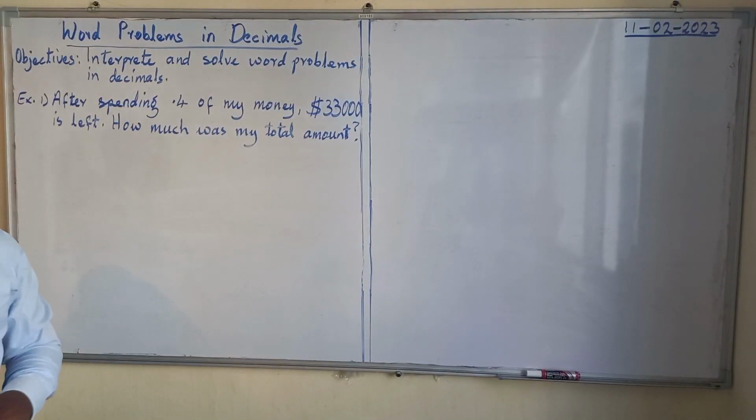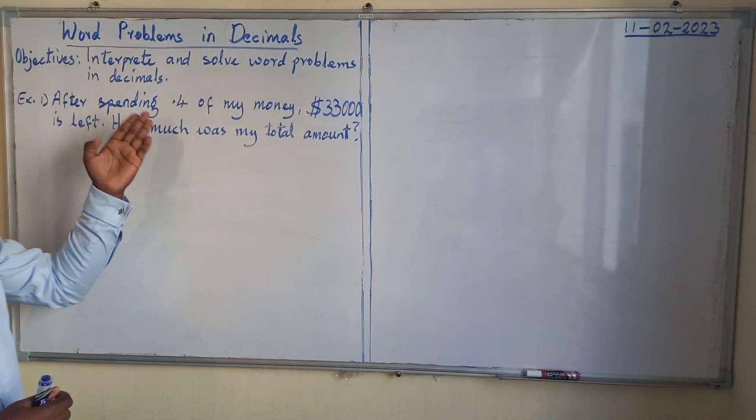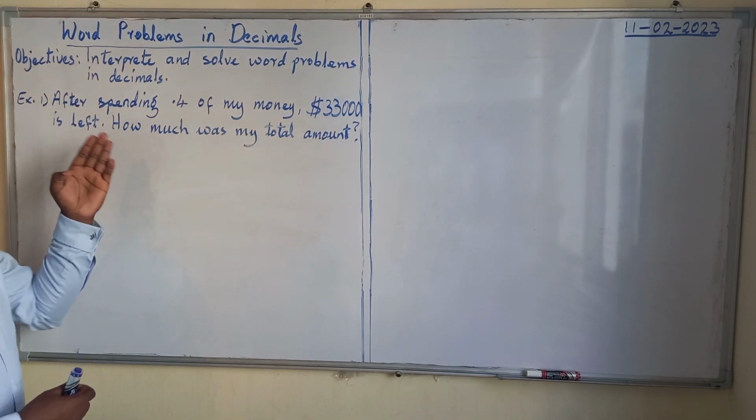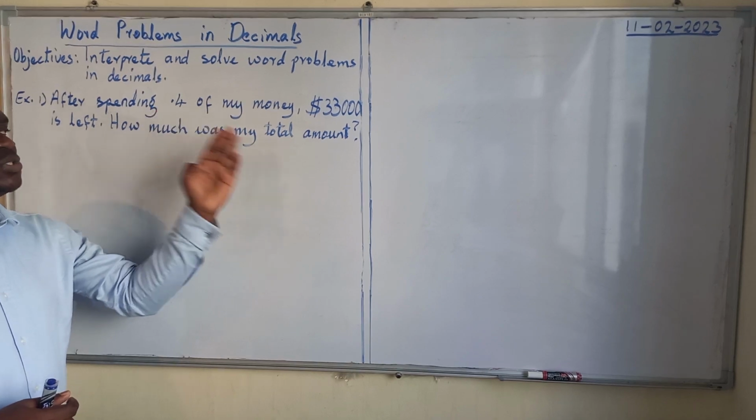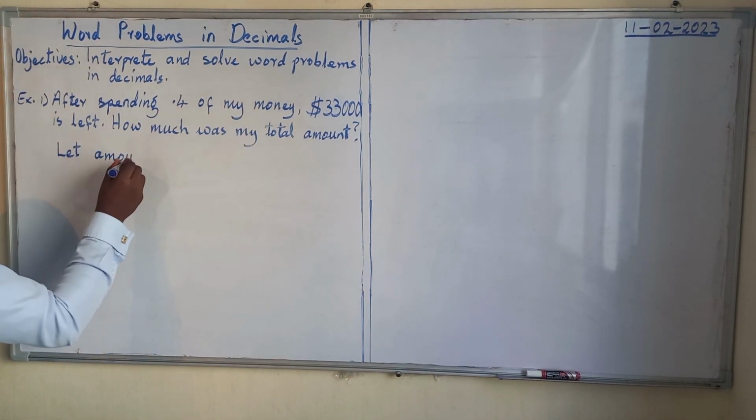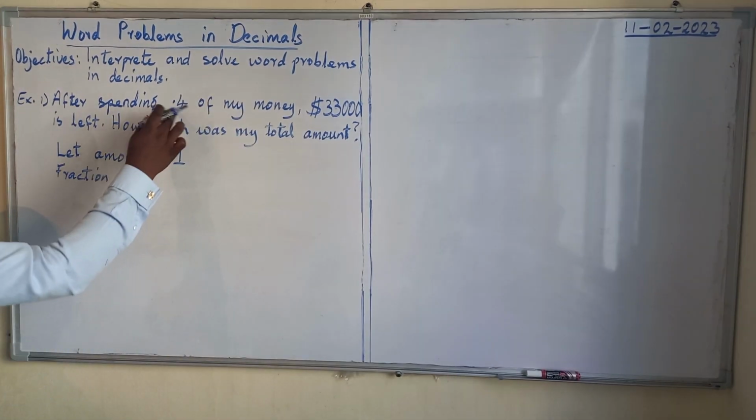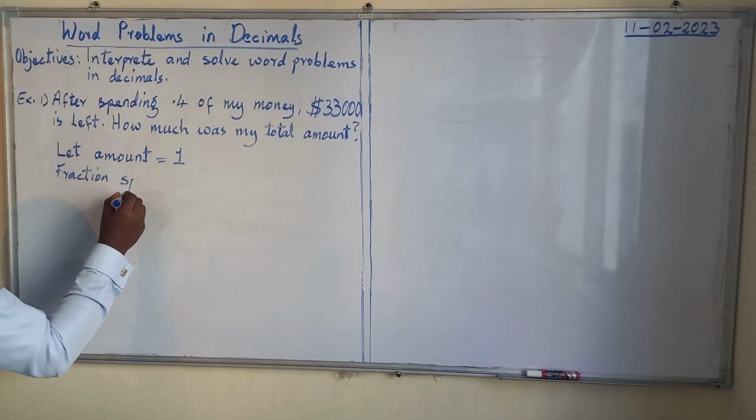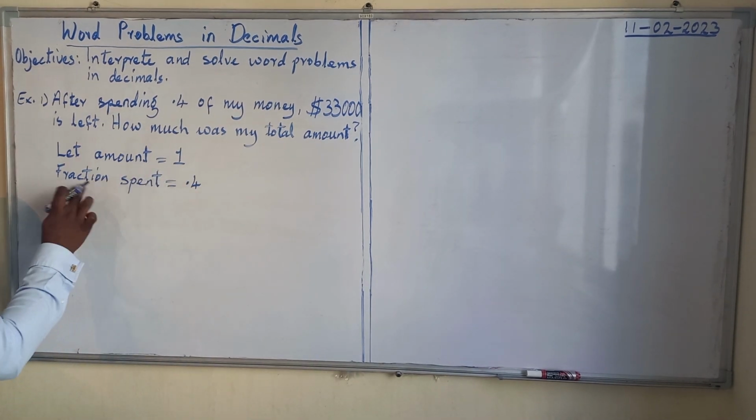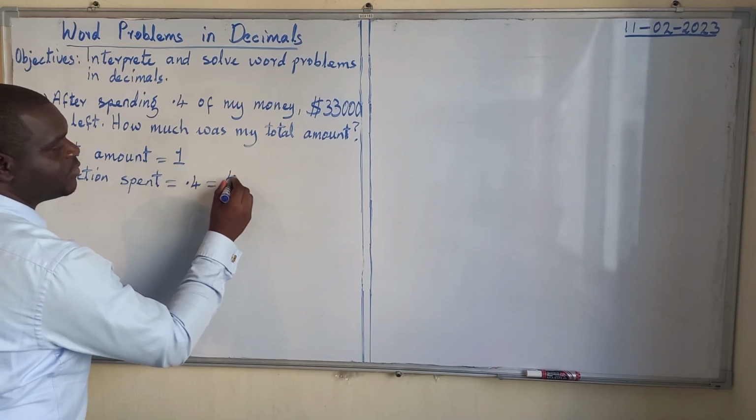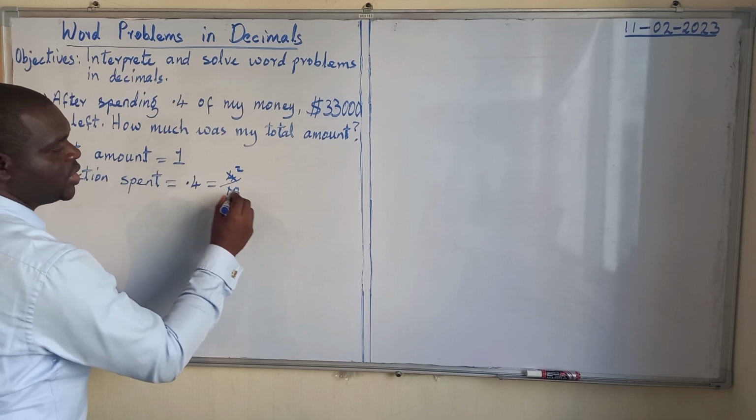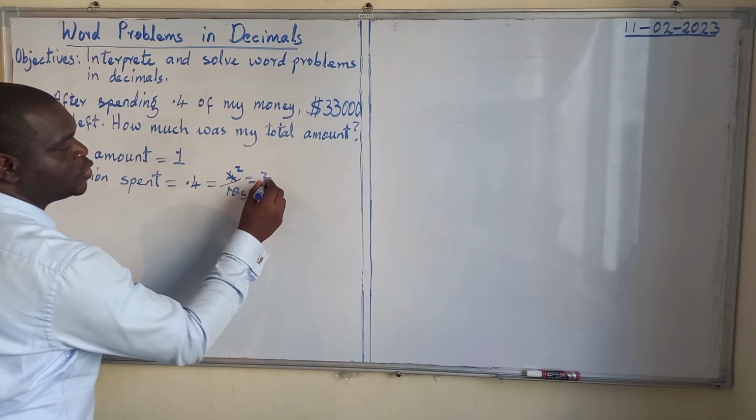Here is our first question, which says, after spending 0.4 of my money, $33,000 is left. How much was my total amount? The first thing is to assume that the amount is equal to 1. So this is the fraction that was spent. The fraction spent is equal to 0.4. To change 0.4 to a fraction, we express it as 4 over 10, and if you simplify, 2 into 4 is 2, 2 into 10 is 5. We're going to have 2/5.